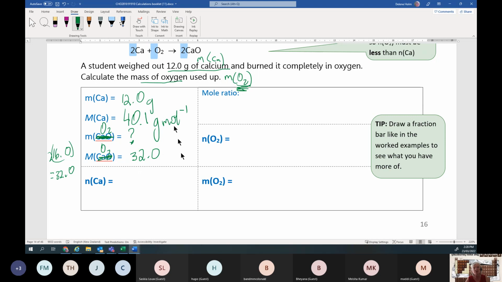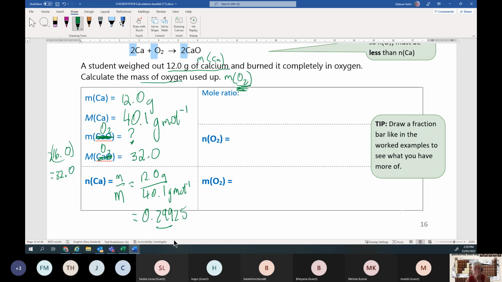So the first thing you need to do is work out the amount. We need to know the moles. Remember the mole ratio, so we need to know the amount. I first must work out the amount of calcium. So I say n is equal to small m over big M. So it's going to be equal to 12.0 grams all over 40.1 grams per mole. And you get a final answer of 0.29925.